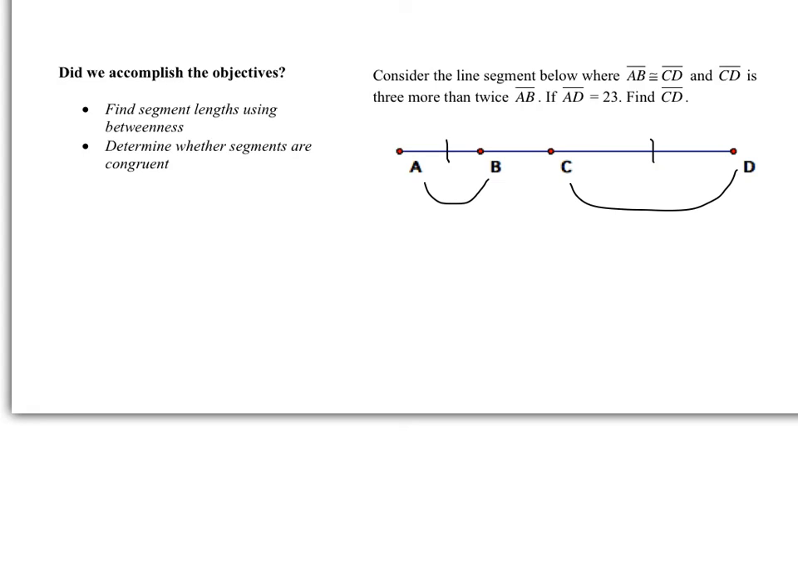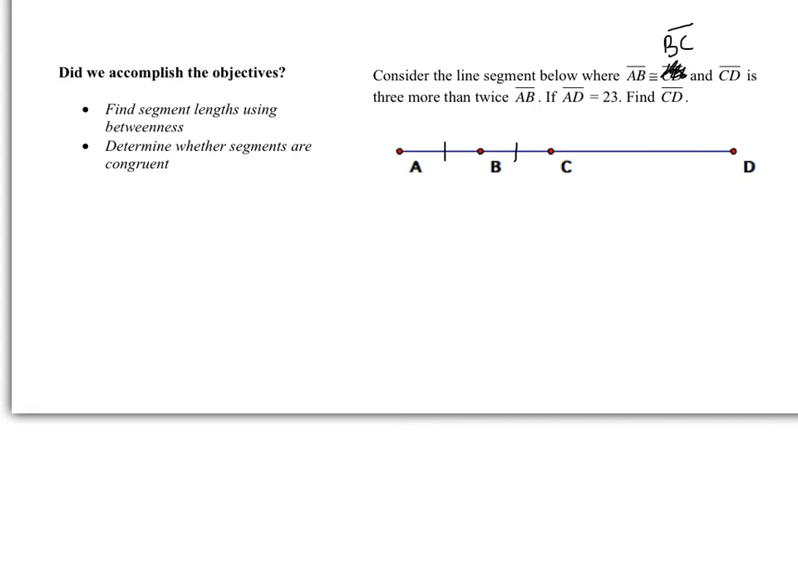I think there's a typo here. This is supposed to say AB is congruent to BC. Okay. Start over. I'm sorry, my fault. AB is congruent to BC. So if you could fix that on yours. AB is congruent to BC. Okay, so put tick marks here. Those are the same. CD is 3 more than twice AB.